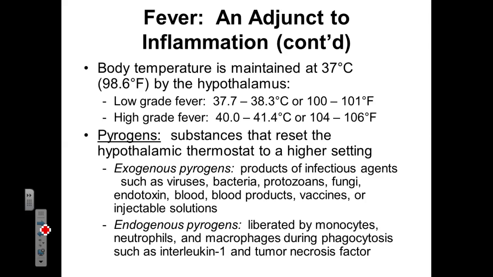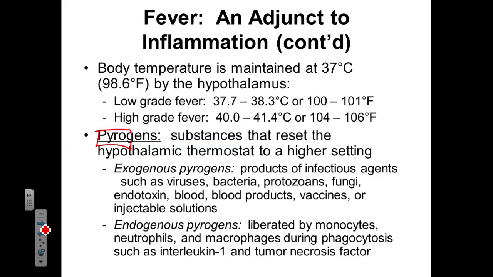Chemicals that stimulate an increase in body temperature are known as pyrogens. An emphasis on that R right there for the pyrogen. Pyrogens have at the root word pyro, or heat, fire. So a pyrogenic chemical is a chemical that stimulates an increase in body temperature. We have exogenous and endogenous pyrogens.